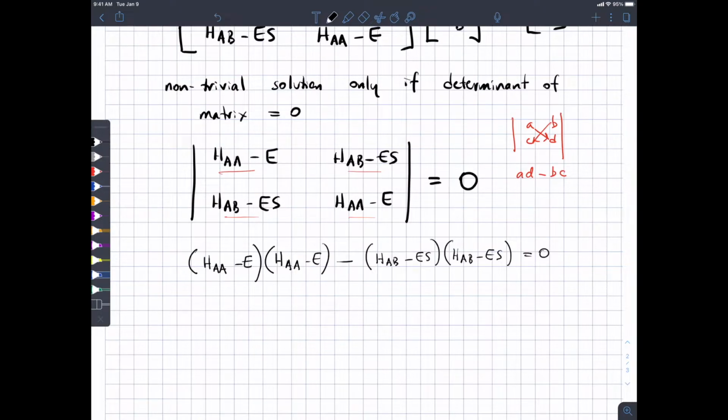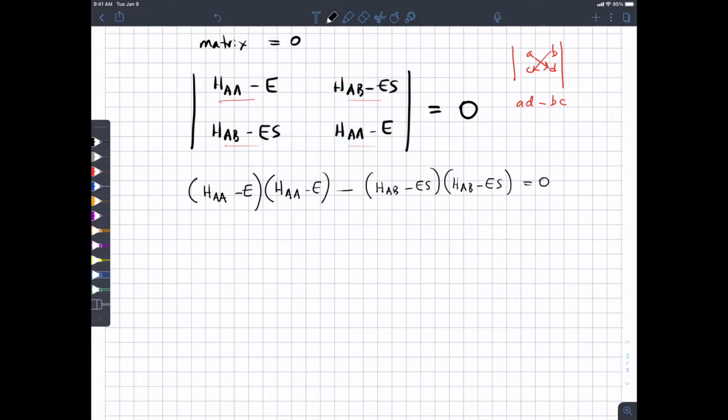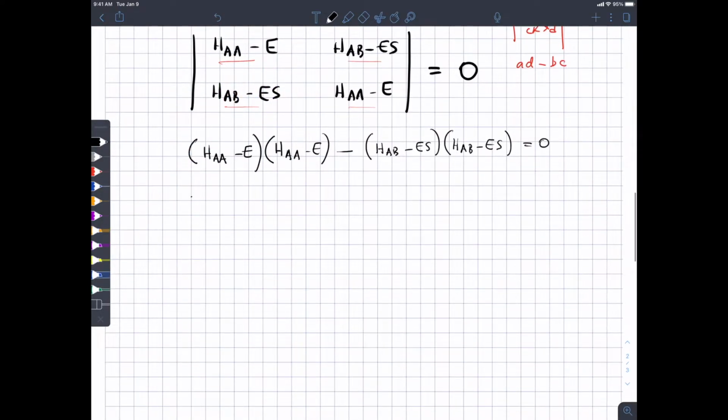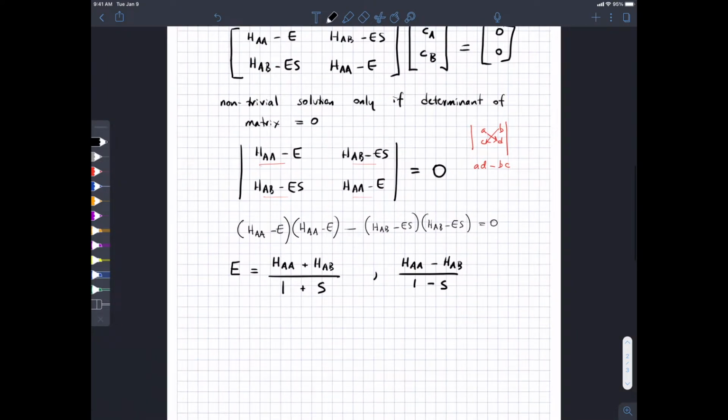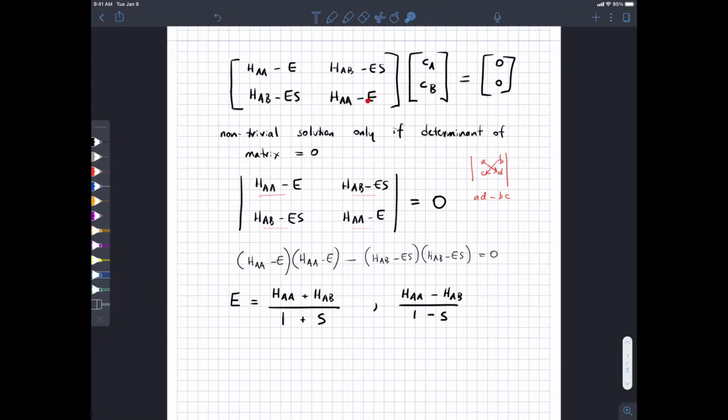So we can do that, and if you do that and solve for energy, you can get the following expressions for the energy: HAA plus HAB divided by 1 plus S. And then the second solution is HAA minus HAB divided by 1 minus S. Okay, those are your two energy values. We still don't know what the coefficients are, but we now know what the energy values are that allow those coefficients to exist and be minimum.